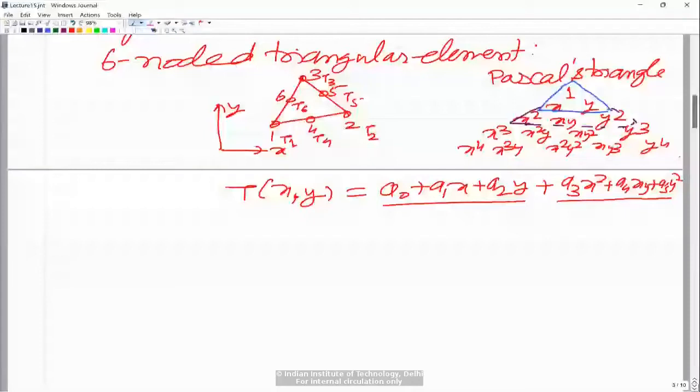Triangular elements, or we can use it for... Your voice is not clear. Your voice is not clear. There is a lot of noise coming.